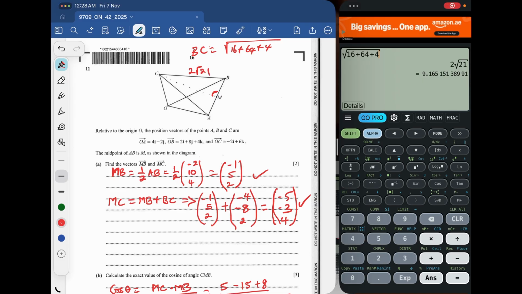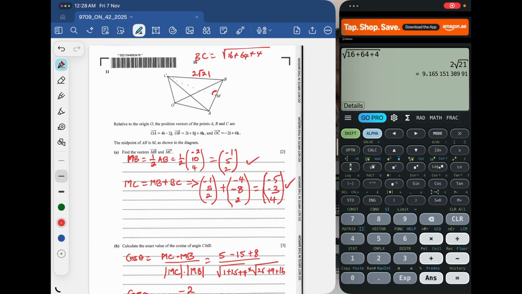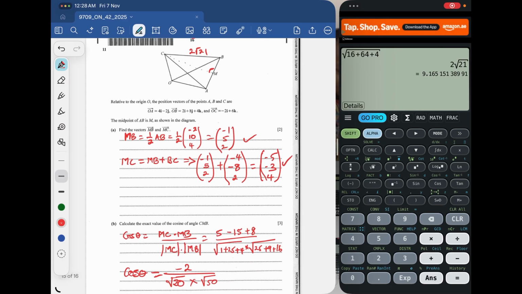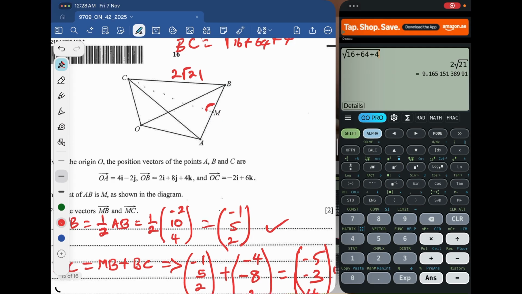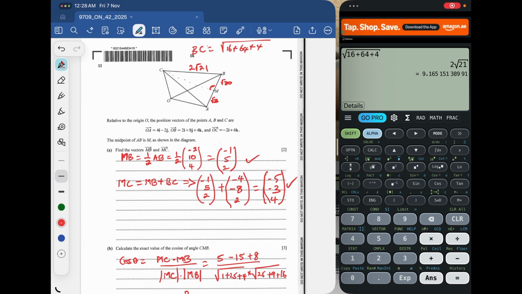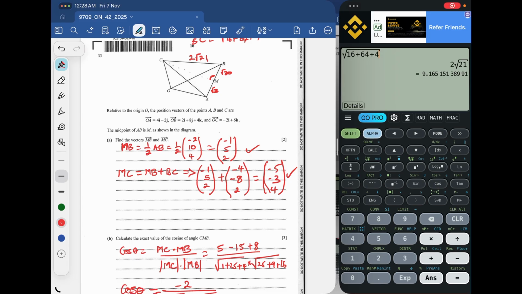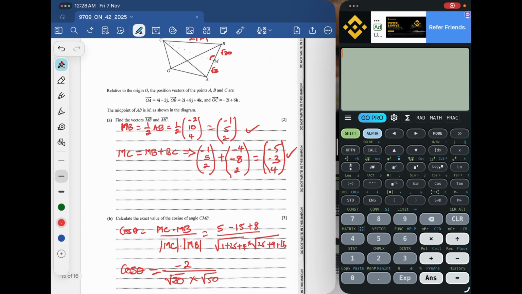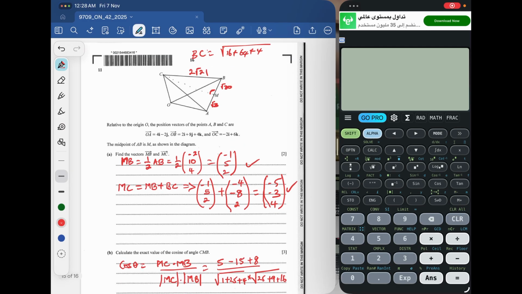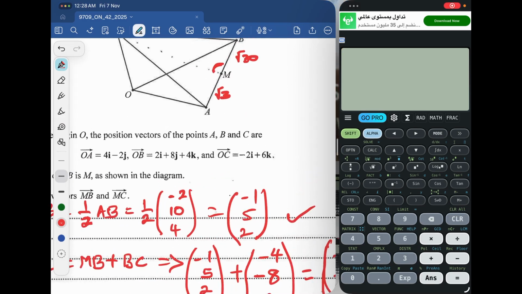Then we found MB. So this is root 30. This is also root 30. We found CM, or MC. Did we find MC? Yes, we found MC, right? MC is square root of 20.